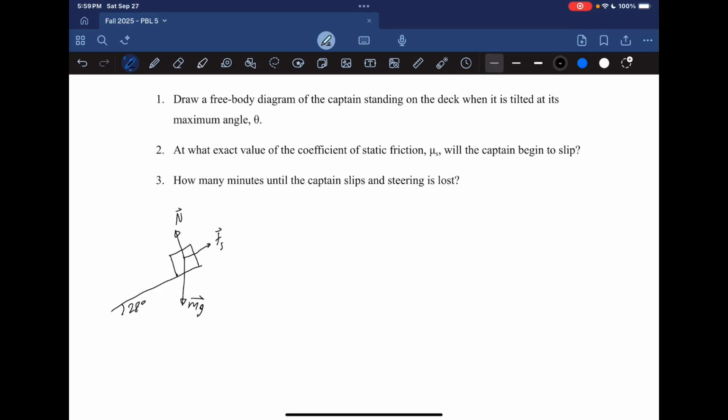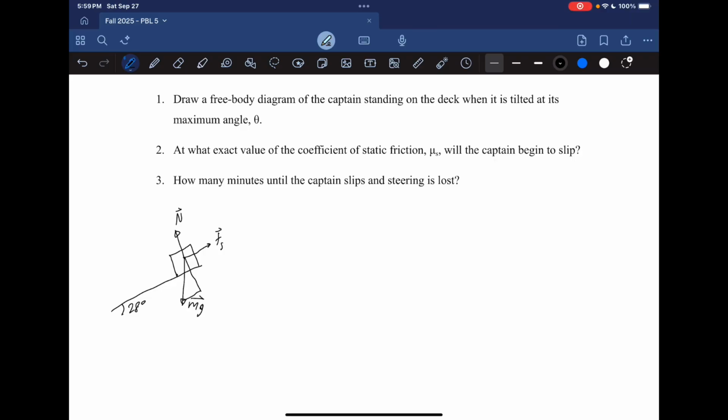First thing we need is to calculate the force of static friction for question 2. In order to calculate the force of static friction, we need the normal force. And the normal force can be determined by using how much of gravity points perpendicular to the surface.